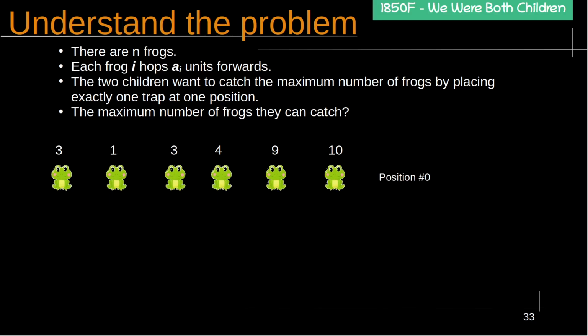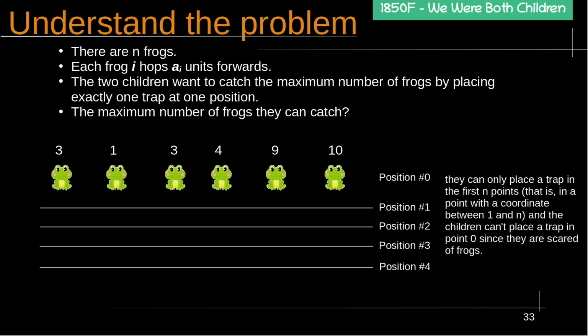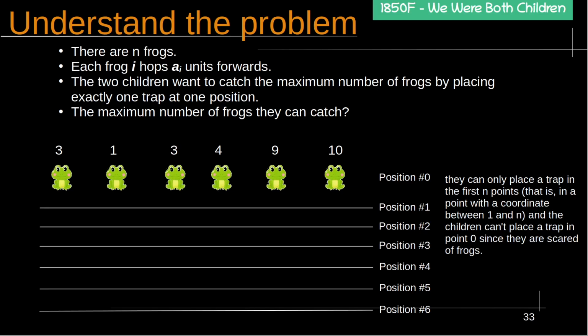This is position 0. Mihai and Slavic can't place a trap in that position. They can only place a trap between position 1 and n. We have 6 frogs here, so they can place a trap at position 1 or 2 or 3 or 4 or 5 or 6. They can place just one trap at one position.